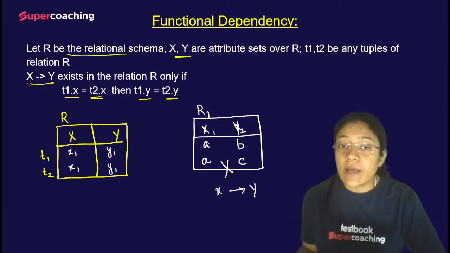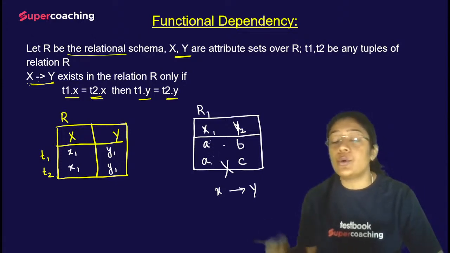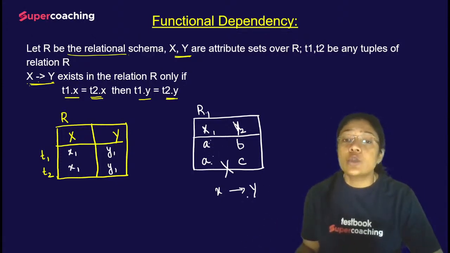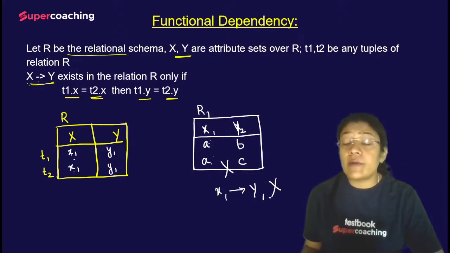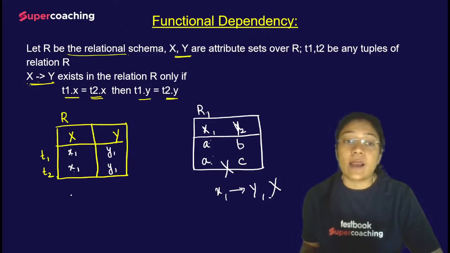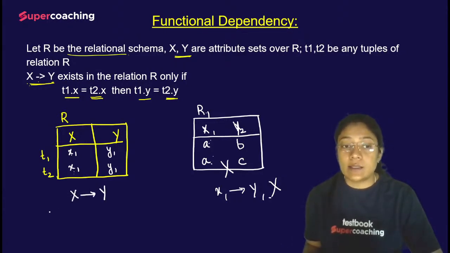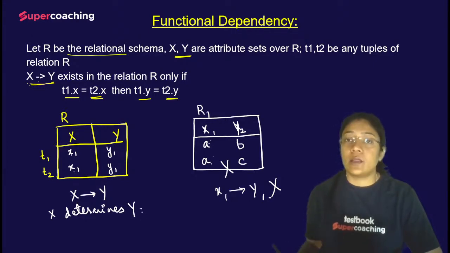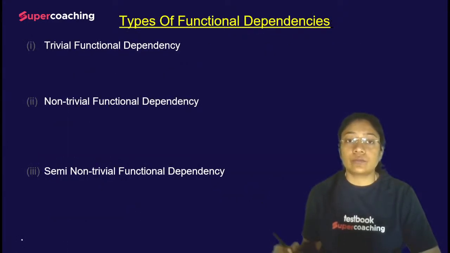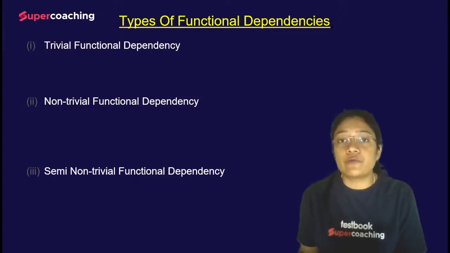If we know the value of X, we are not able to uniquely determine the value of Y, so this is not allowed. Whereas here, if we know the value of X, then we are getting a unique value for Y, so we can say that for the relation R, X determines Y. This is the meaning of the functional dependency.